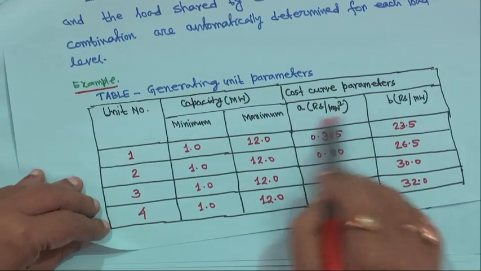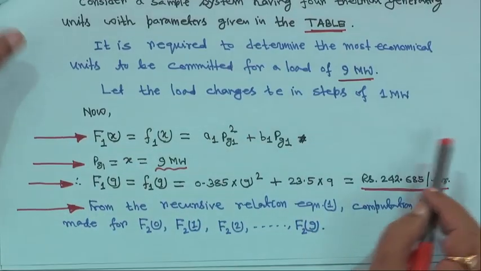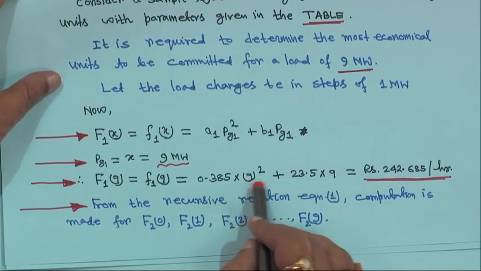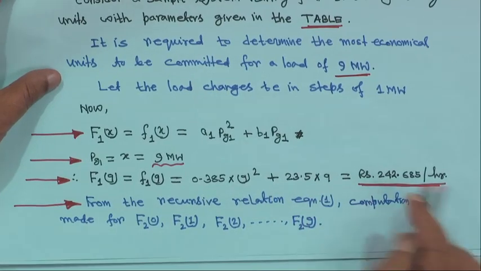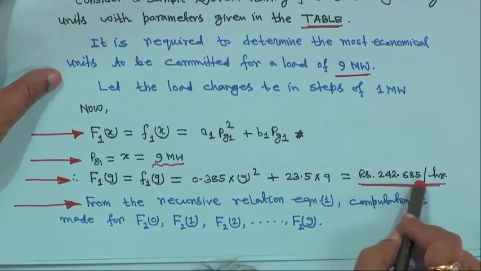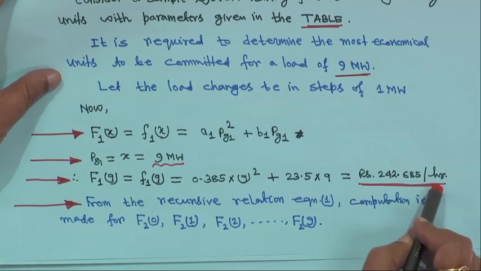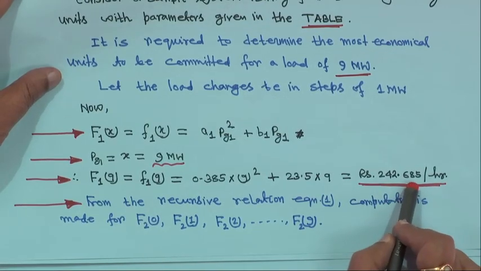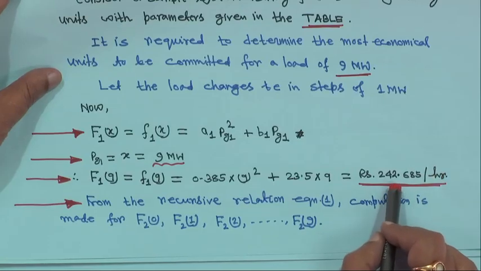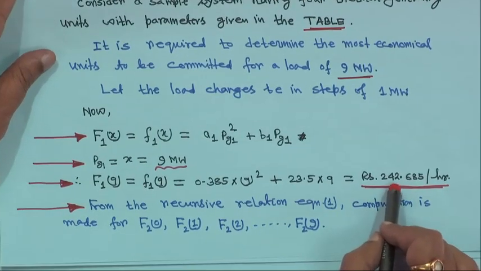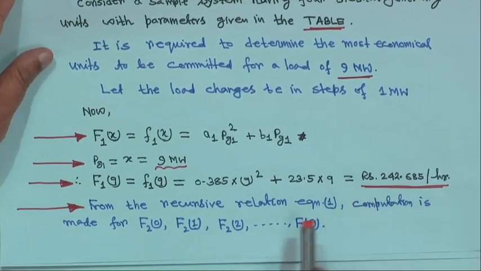In general, we have given the A's and B's. So, in that case, it is 0.385 into 9 square plus 23.5 into 9, and that comes to rupees 242.685 per hour. Although I can take this paise thing, we can eliminate it. No need actually, you can make it approximately 243, but for the sake of mathematics I have written this.